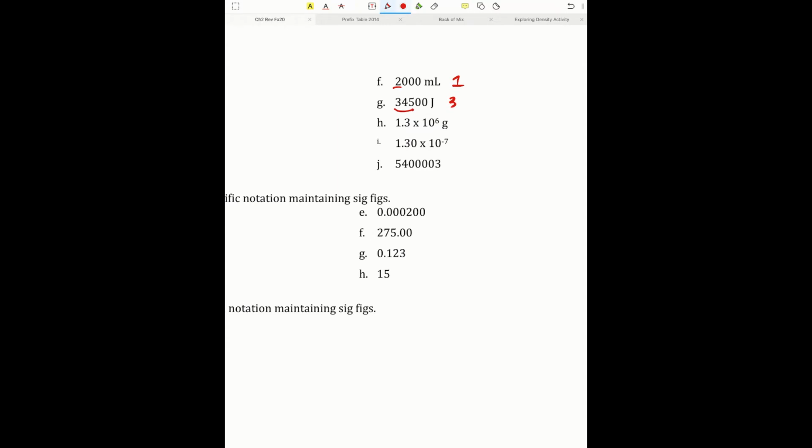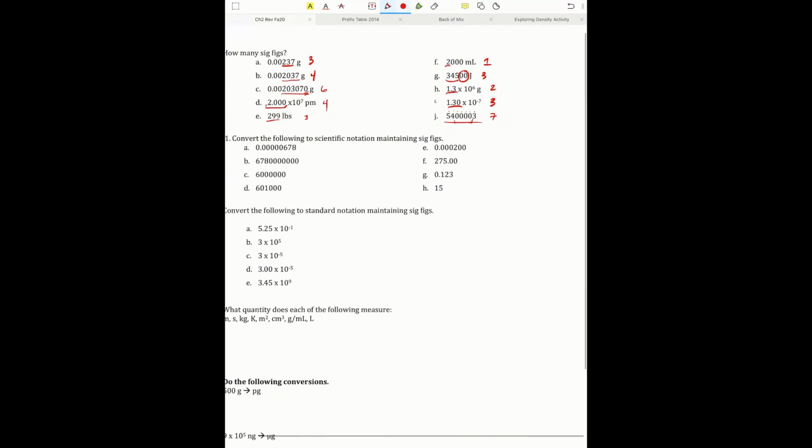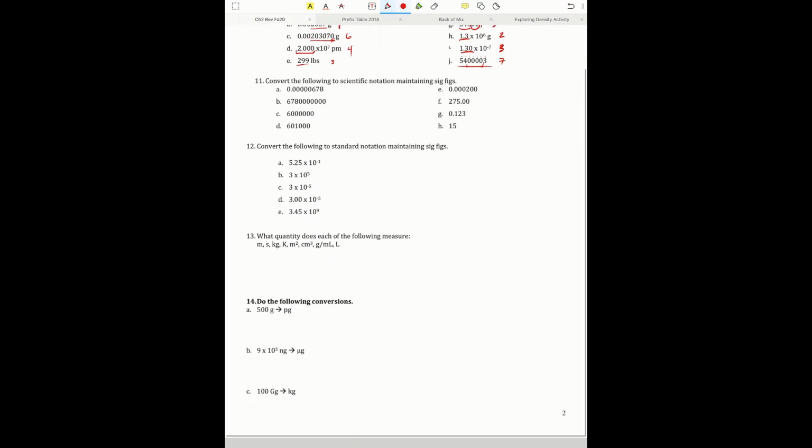Because again, these zeros serve as placeholders, right? To show you the difference between 345 versus a 34,500, because it's a matter of size. Here again, scientific notation. Here, these are zeros embedded between numbers. So 1, 2, 3, 4, 5, 6, 7. All of them are significant. Yes? Makes sense? All right, let's do a few more.